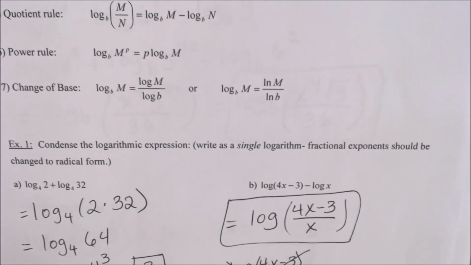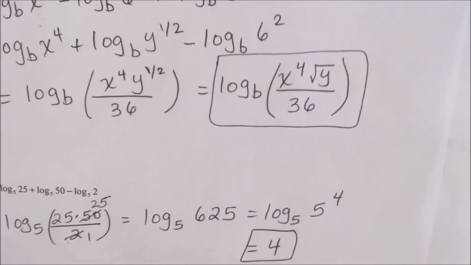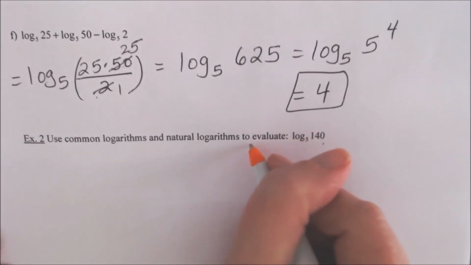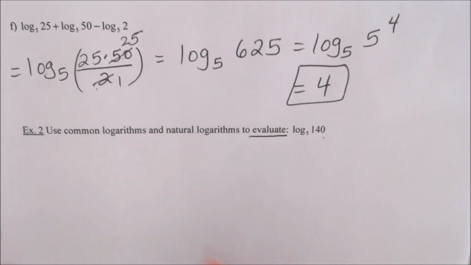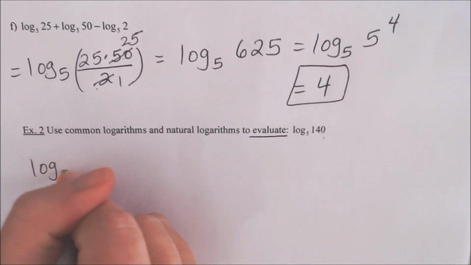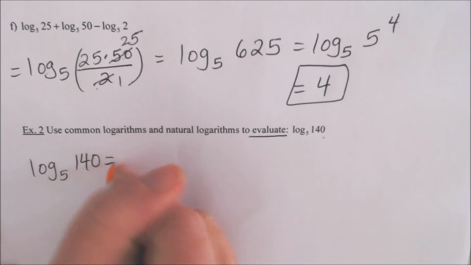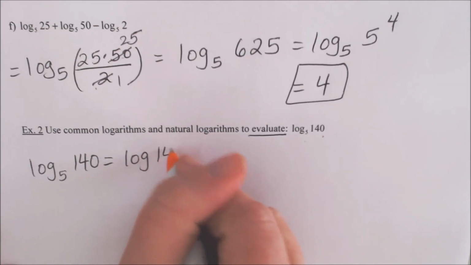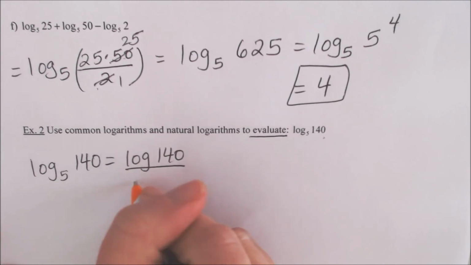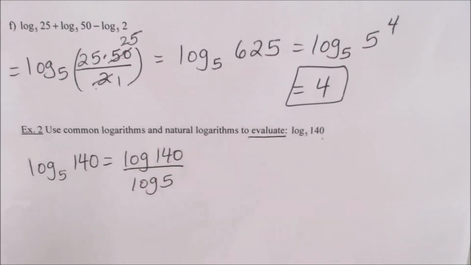So how does that apply to the problem we're looking at? So it said use common logs and natural logs to evaluate. That means they want a number, and it's going to be a decimal value in just a second. Let's do common log first. So log base 5 of 140, according to that change of base formula, I can write this as the log of 140 divided by the log of 5.